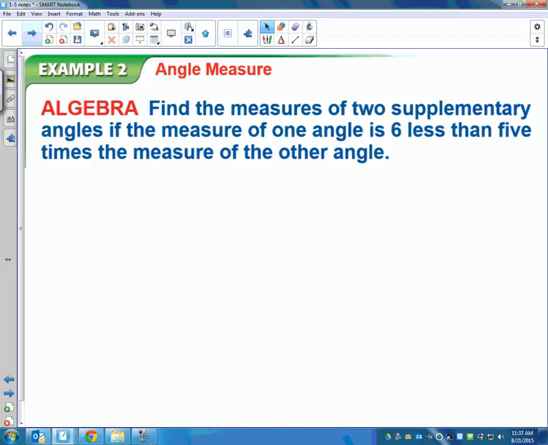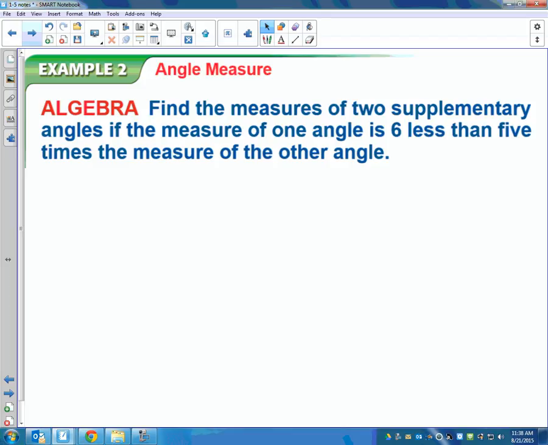How about this? And again, the words here are so important. There's algebra thrown in here, but you gotta know the vocabulary. Find the measure of two supplementary angles if the measure of one angle is 6 less than 5 times the measure of the other angle. You've done questions like the end part over and over again. The new part is the geometry part.